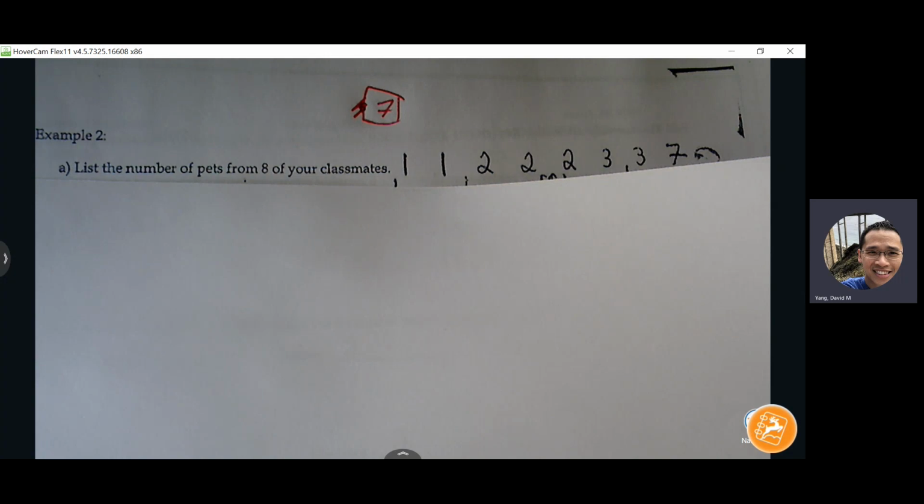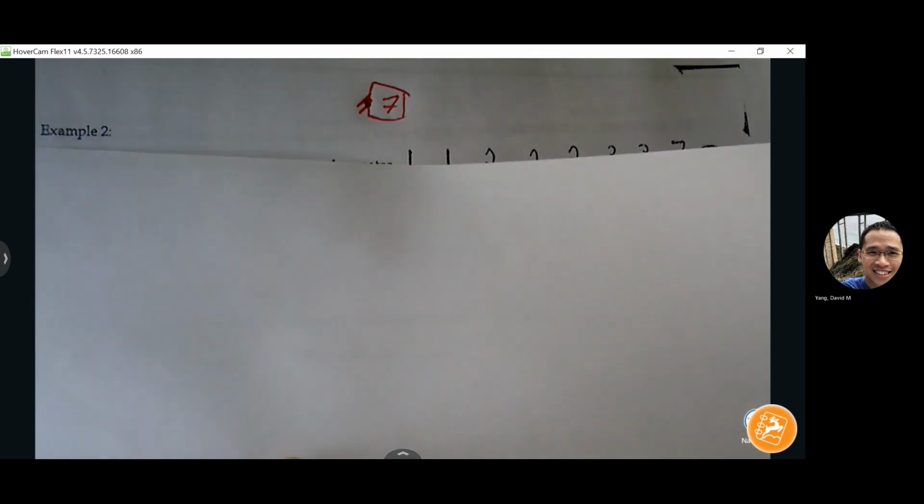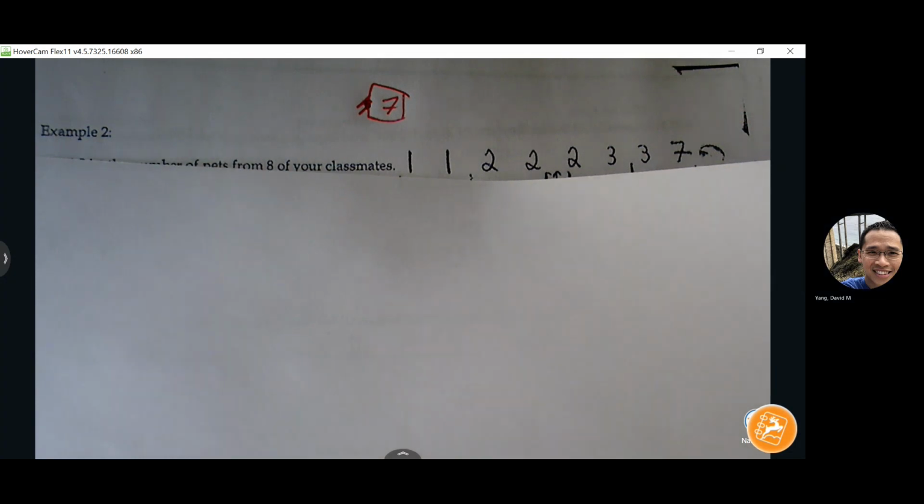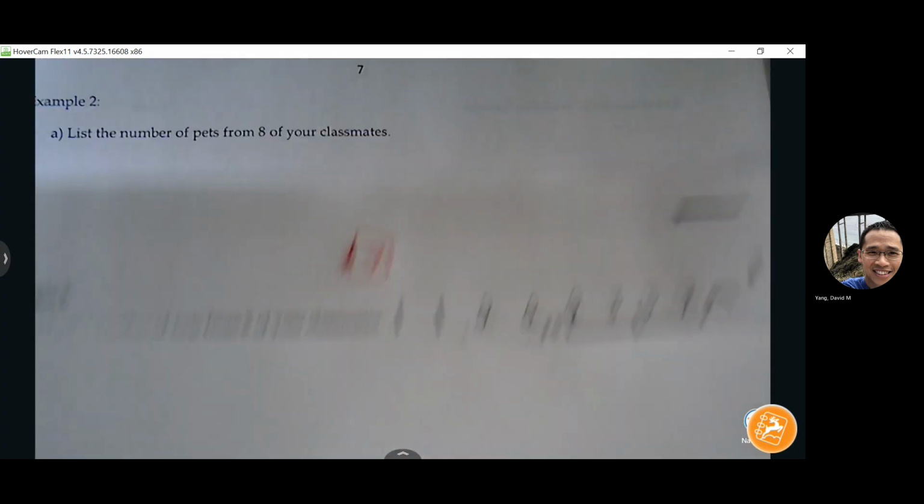Let's say in class, 8 students were asked how many pets they have, and these are the answers. So 2 people with only 1 pet, 3 people with 2 pets, 2 people with 3 pets, and 1 person with 7 pets. So let's use that data to see how much we can remember from what we did. Okay, so we have 1, 1, 2, 2, 2, 3, 3, and 7. I'll write them here again.